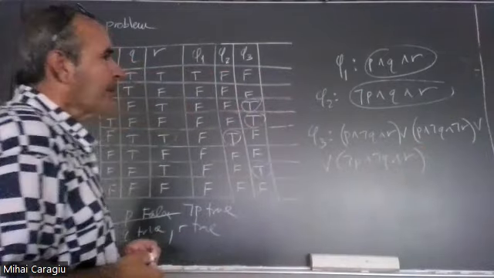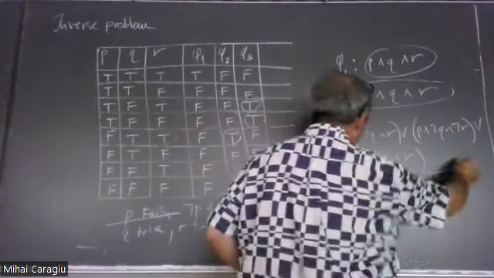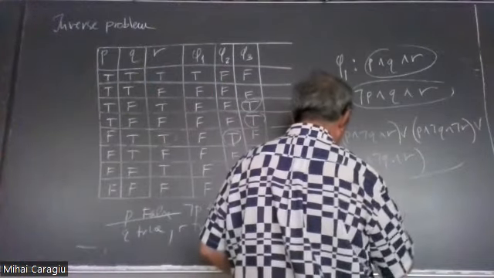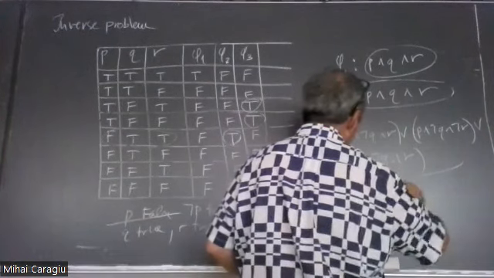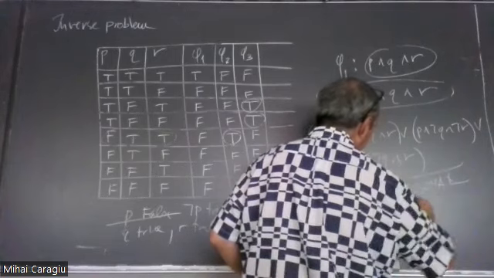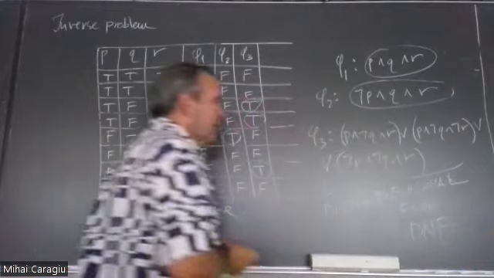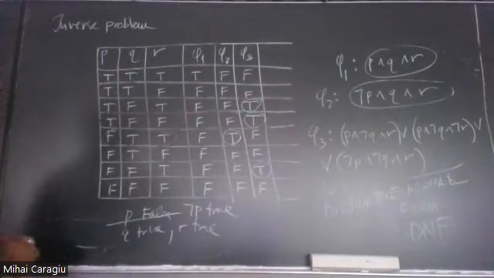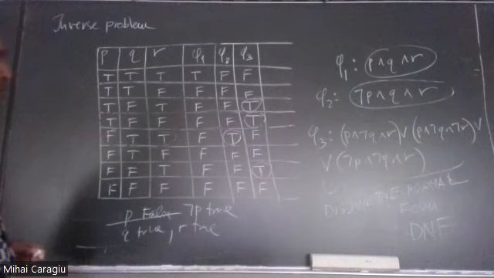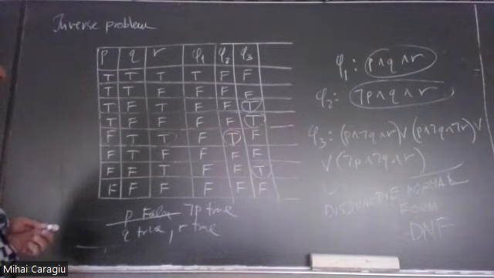There's a particular form for compound propositions which is called disjunctive normal form, or DNF. Very important in logic. The disjunctive normal form. So now, this is a problem that requires this: given a truth table, find a compound proposition in the disjunctive normal form producing that truth table.